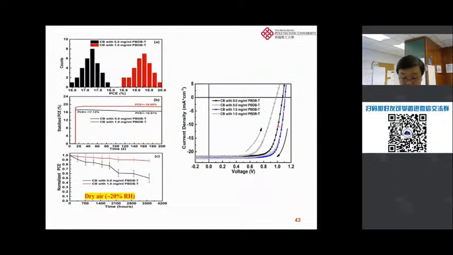So that's on the efficiency side. We do a statistical distribution, and we can clearly see the improvement of about 2% efficiency. Also, we store this in dry air, ambient air but with lower humidity, for about 6 months, and you still have really good performance for the polymer-passivated one.